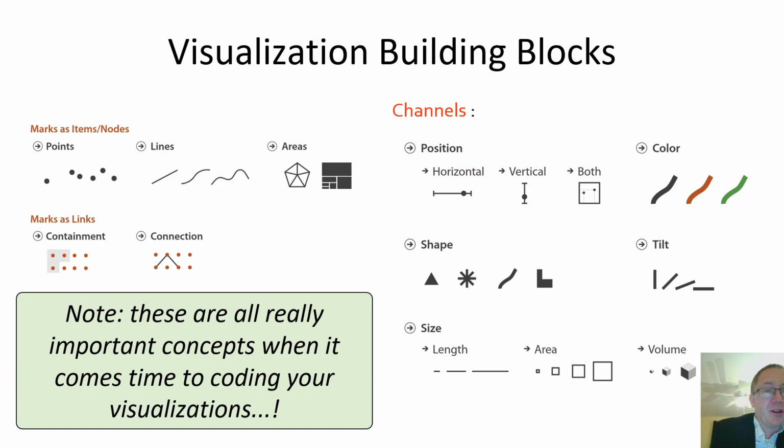So marks can encode nodes and items. They can also encode how things are connected together via containment or connection. And here are the various channels that you have available to you. There are probably more channels that you may have. There are definitely more marks than just points, lines, and arrows. Text can also be that. You change the size of your text, the color of your text. It indicates different things. That's what a word cloud is.